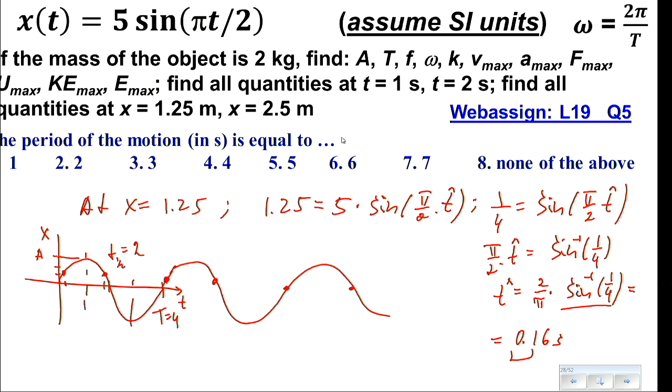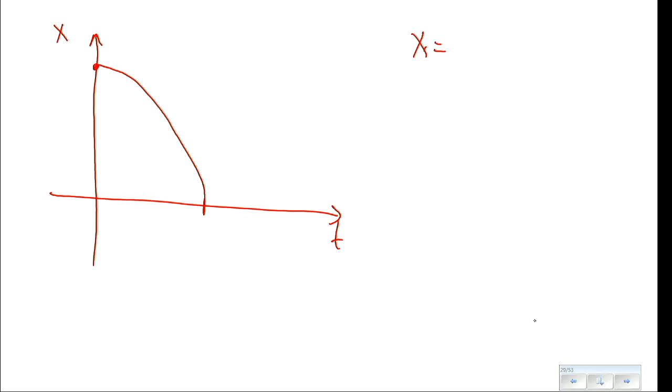Now, let's say again, so that's it. We have solved the problem. I just want to make some general comment. Let's say we have, again, a standard special case. The graph looks like this for a quarter of a period. What does it tell us?